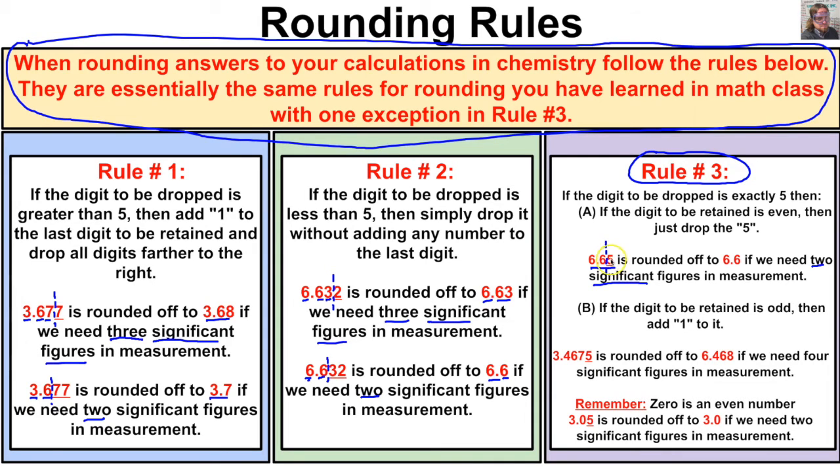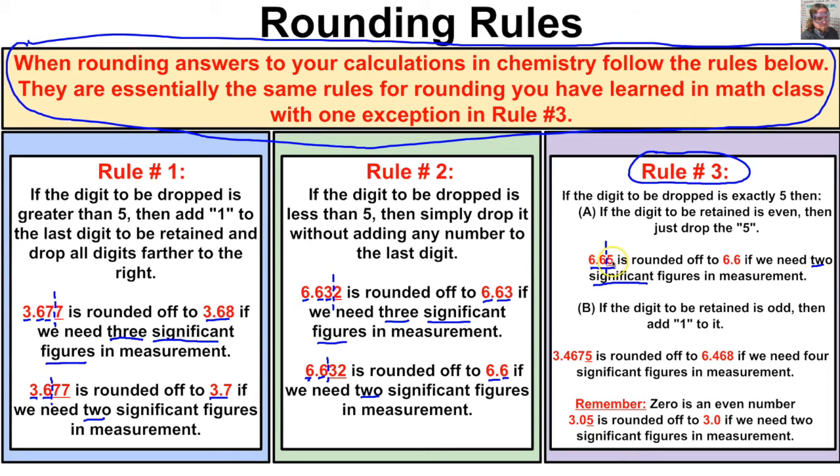So our rule here is this: if the number next to our 5, or to the left of our 5, is an even number, then we leave it alone. We do not round this up, which is kind of contrary to what you've learned in an elementary math class as far as rounding.